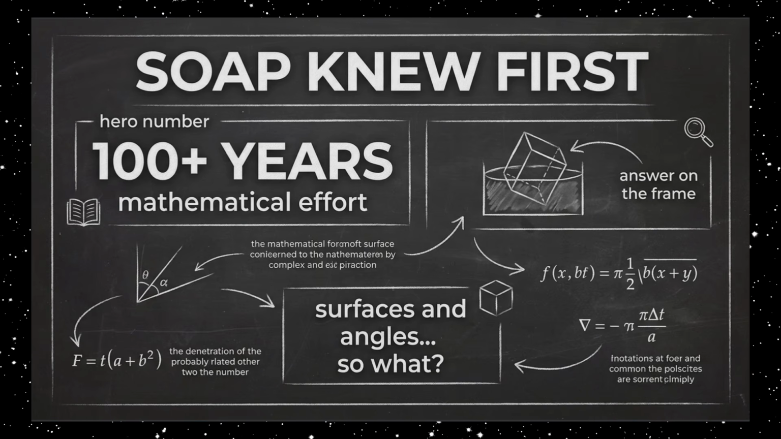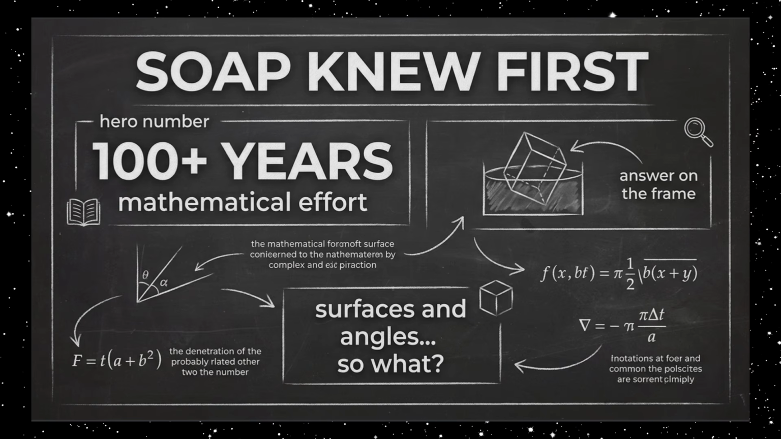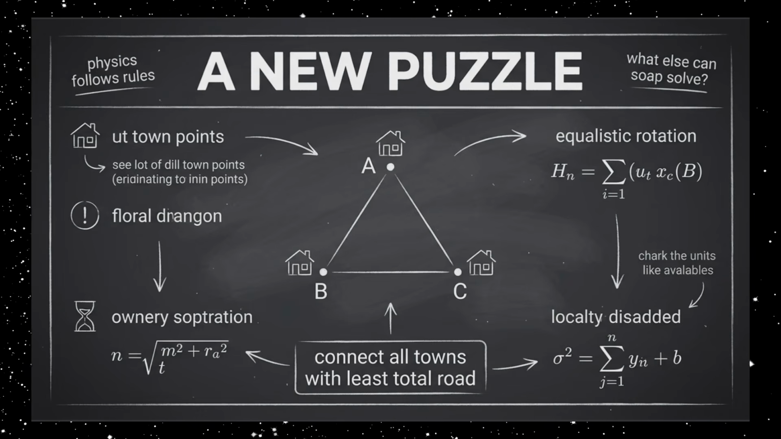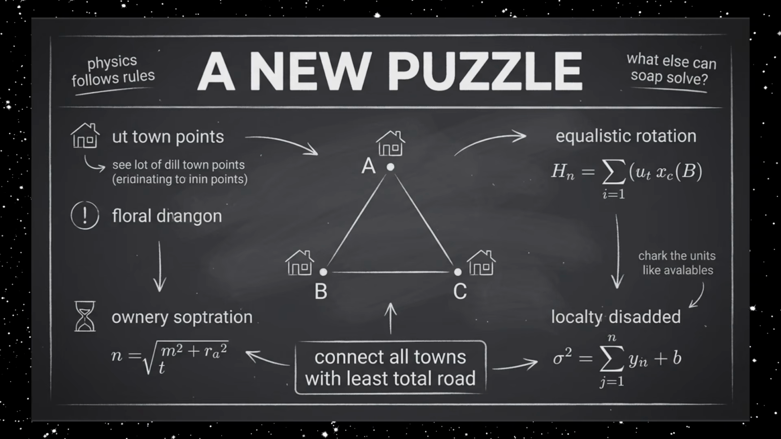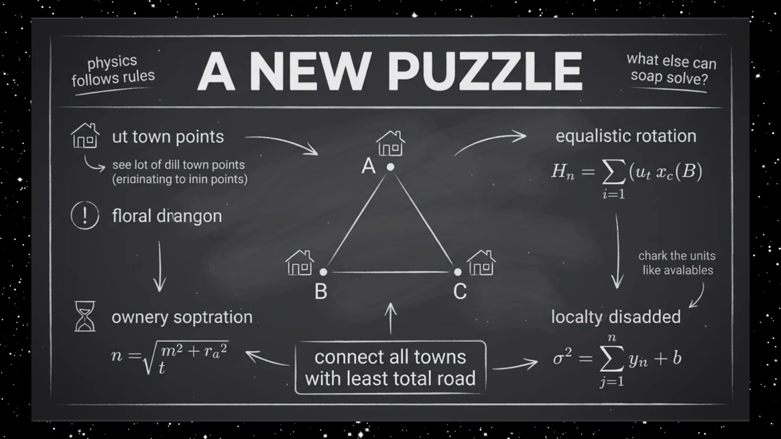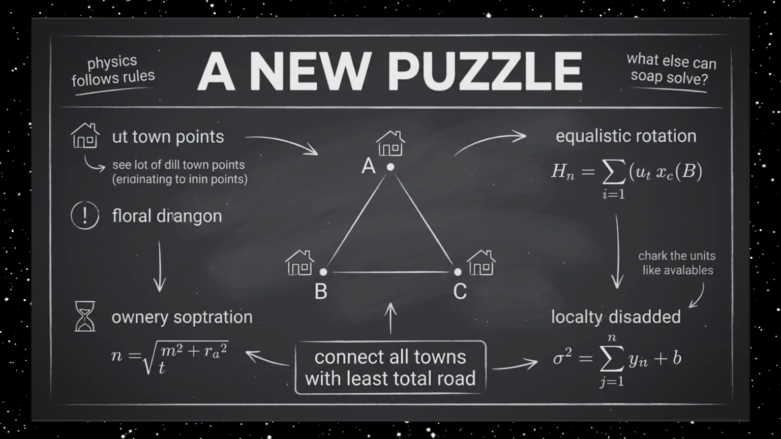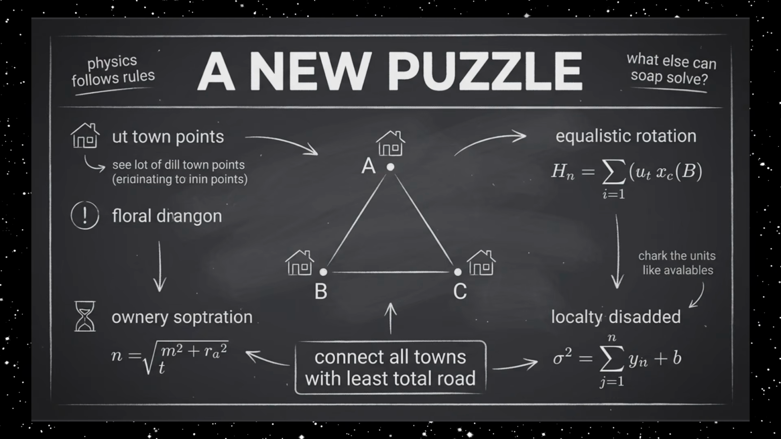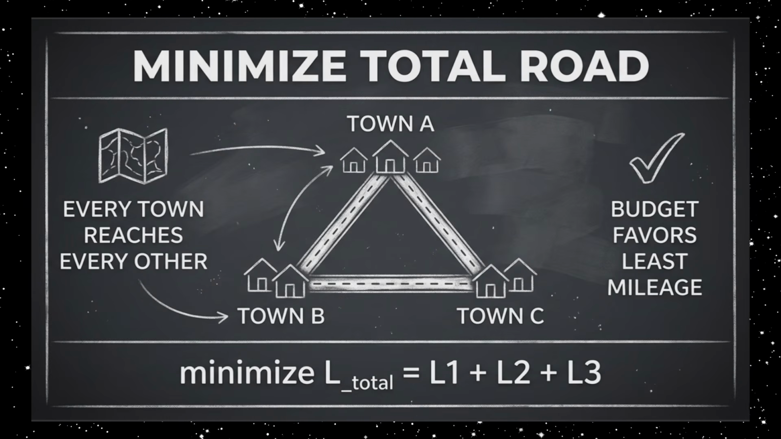But all right, I can hear you thinking. Fine, the soap film is clever with surfaces and angles. So what? It's just doing what physics tells it to do. Water flows downhill too. Nothing really surprising here. So let me add another layer. Let me give you a puzzle. Imagine you've got 3 towns arranged in a triangle. Let's call them Town A, Town B, and Town C.